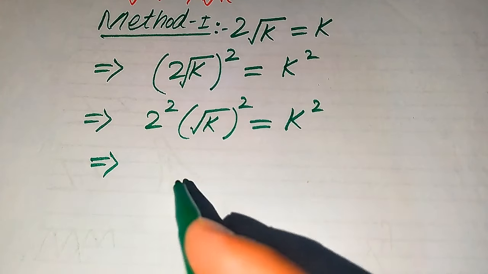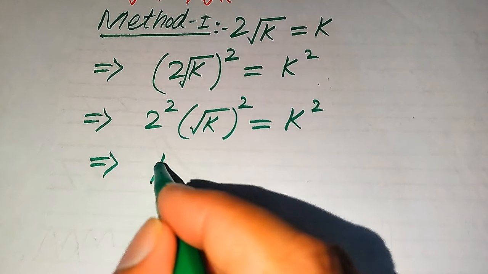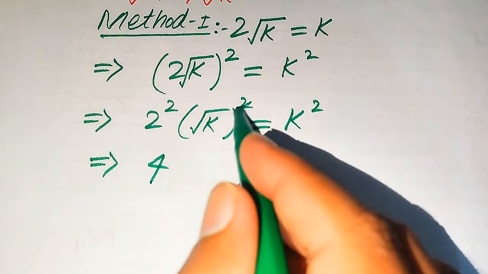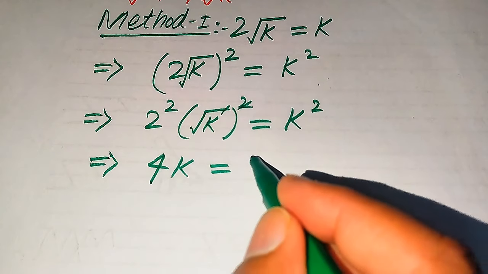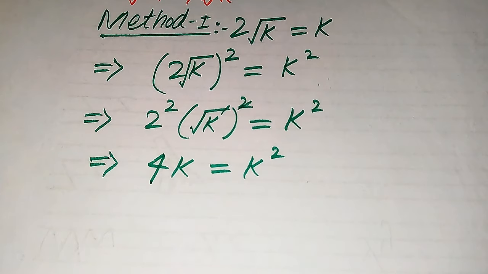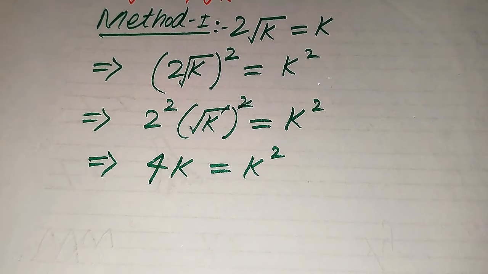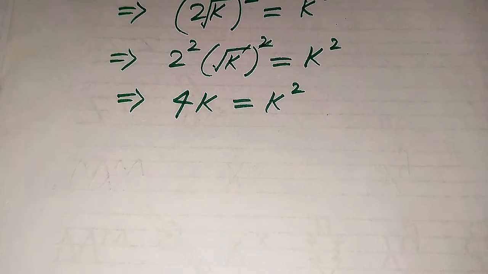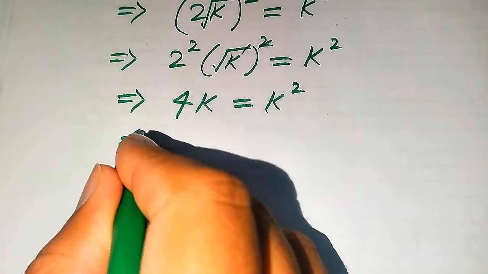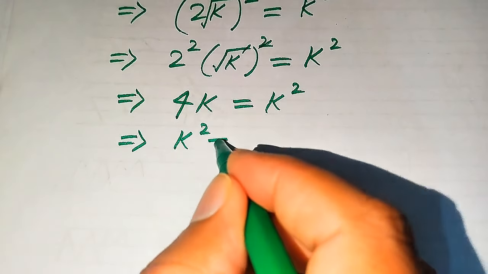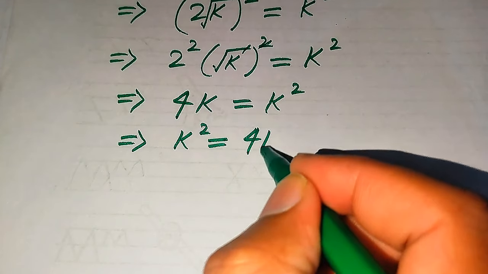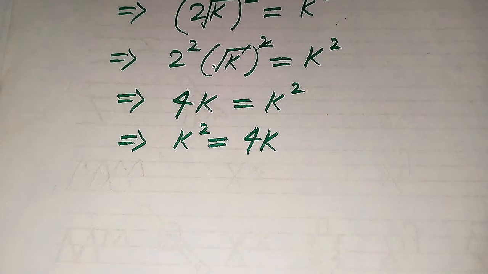And further in the next step, this is 2 square and 2 square becomes 4, and this square and this square root are gone, and we get k is equal to k square. So we have 4k is equal to k square. In the next step, we move this 4k to the right hand side, and when we move 4k to the right hand side, it becomes k square is equal to 4k.